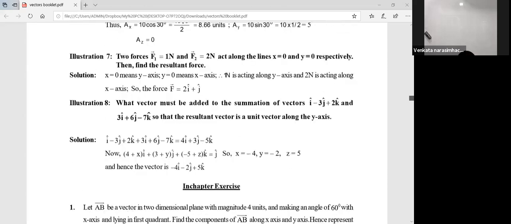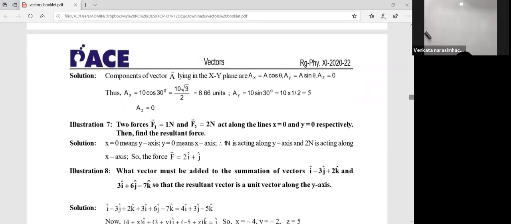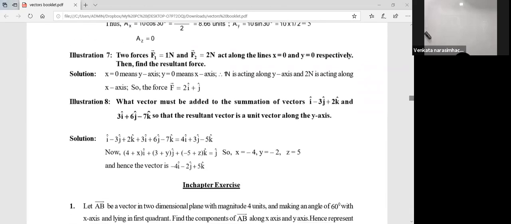Sir, I have a doubt. Tell me. Sir, it can be minus j. Why can't it be minus 4? Because it will also be a unit vector, minus j cap, along y-axis. He didn't say unit vector along minus y-axis. Okay, he didn't say negative y-axis.